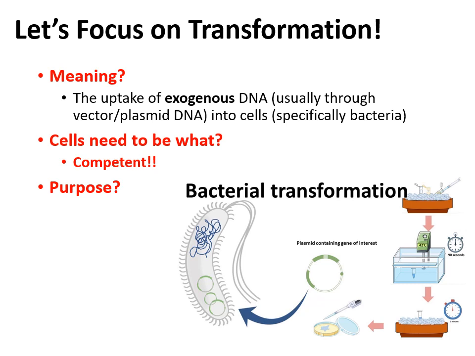Now, when we say transformation, the textbook definition is the uptake of exogenous DNA, usually through vector or plasmid DNA, into cells, specifically bacteria. I know that sounds all fancy and scientific, but basically, exogenous: when you hear exo, like exoskeleton, you know that means on the outside, right? So the uptake of exogenous DNA tells you that you are getting these bacteria to take in DNA that's outside of their cell.